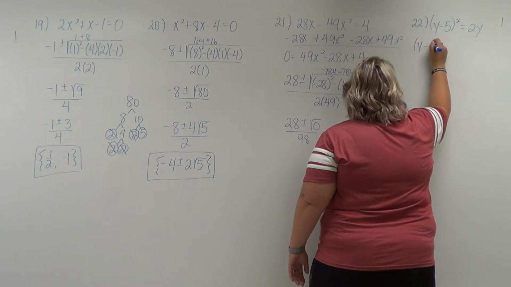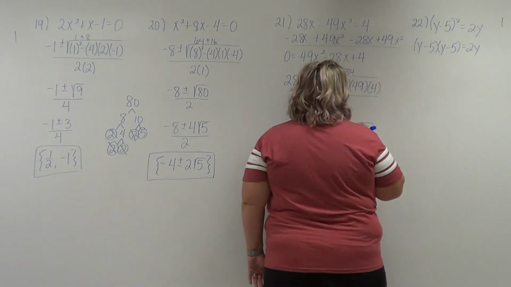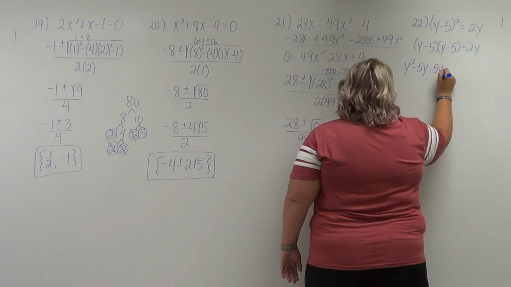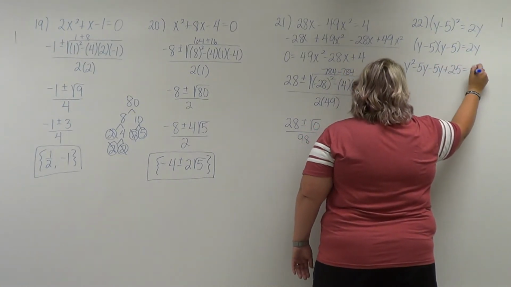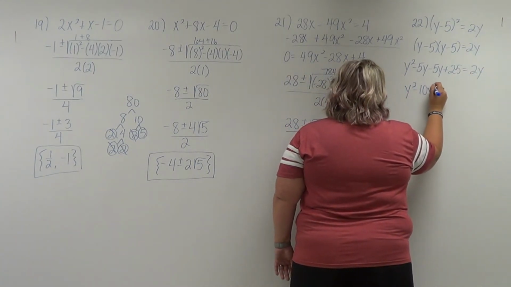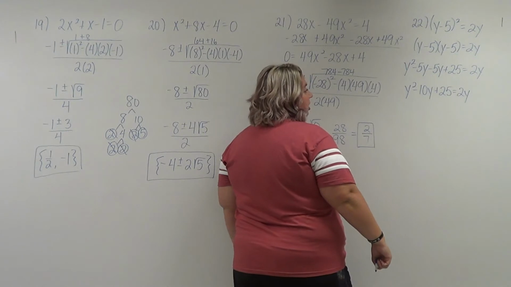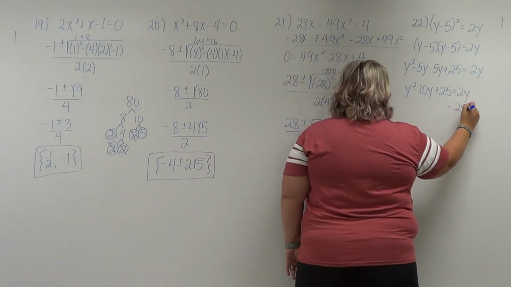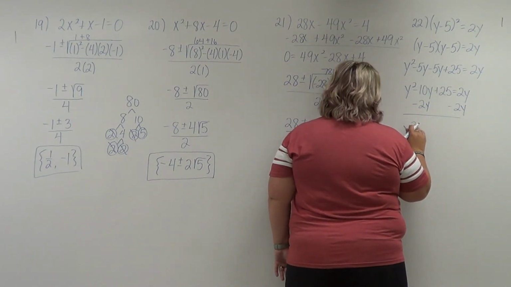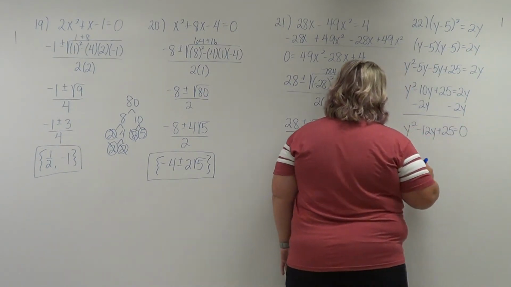So what you do is you write this twice, and then you're going to multiply that out. So that would be y squared minus 5y minus 5y plus 25. So that's y squared minus 10y plus 25. And then in order to do quadratic formula, it has to be equal to 0. So then I would subtract the 2y. So I'd have y squared minus 12y plus 25 equals 0.